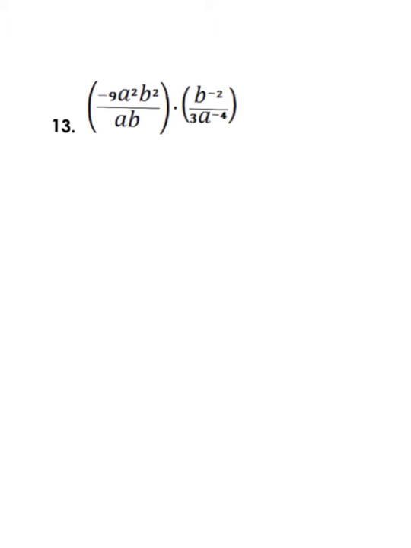Alright, so here's 13. If I look at 13, we would need to simplify each side separately. I have a to the second, so I have two a's up here and one a there. That allows me to get rid of an a from the top and the bottom, so that's just going to be a to the first. And I have a b on the bottom and two b's on the top. I can get rid of one pair, so that's just going to leave me b to the first. So I'm going to have negative 9ab over 1, and that side is simplified.